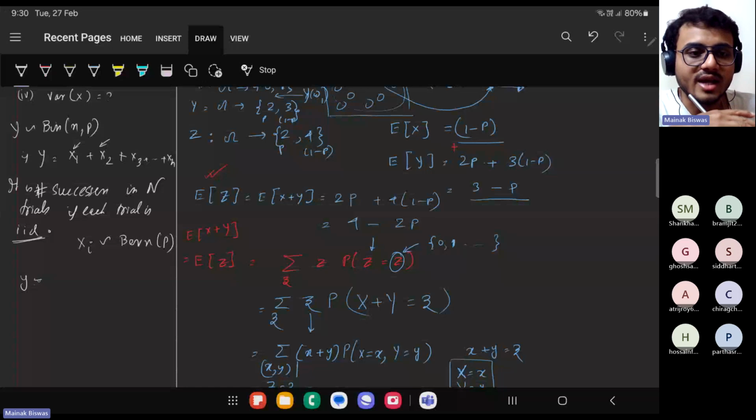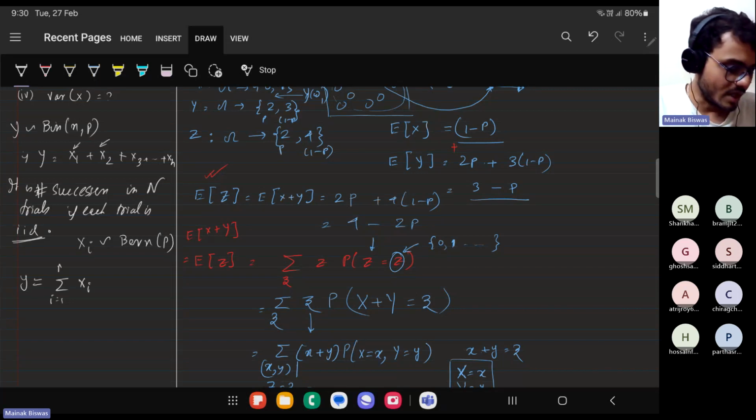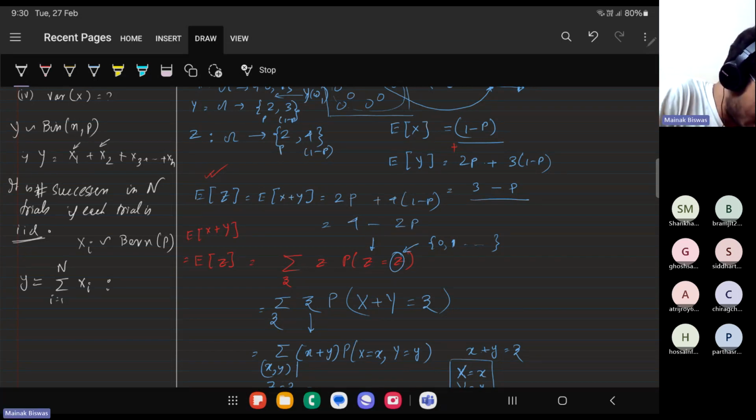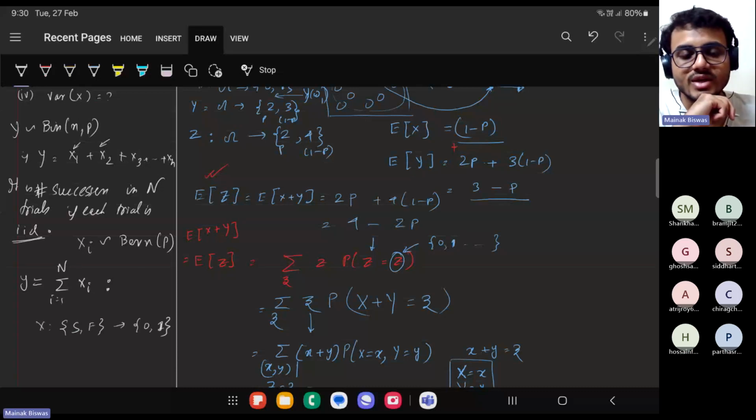So Y is equal to the sum of these random variables Xi, i equal to 1 to n. So they can take values in between. First tell me what is the sample space of this random variable. If X's sample space was sigma, or say success and failure, success and failure was being mapped to 0 and 1. So what is the sample space of Y, if I ask you?